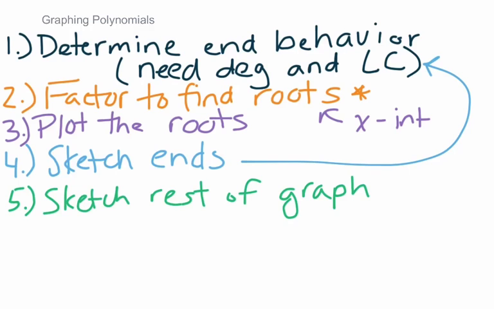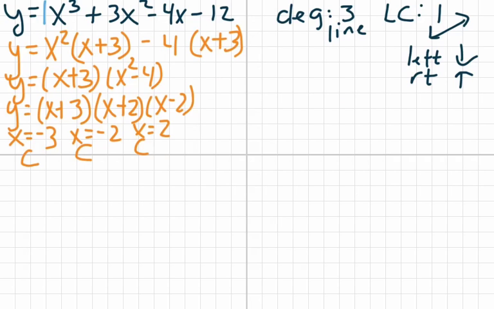All right, next step in the purple there is plot the roots. So I have a root here at -3, a root at -2, and a root at 2. And I know that whatever this graph is, it's crossing the x-axis at those points. Remember the zeros, the roots, those are actual physical points where it crosses the x-axis.